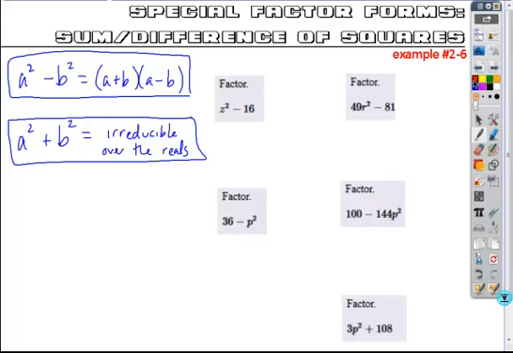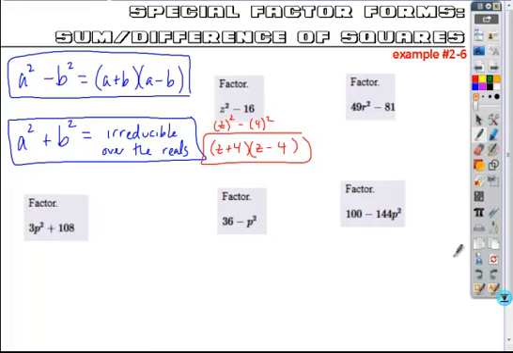So if we look at a couple of these examples right here, z squared minus 16, we see the base z squared minus the base 4 squared. It fits our pattern. It's the difference of two perfect squares, so it's going to factor into the sum and difference of those terms. So z plus 4, z minus 4, and that is your factored form.